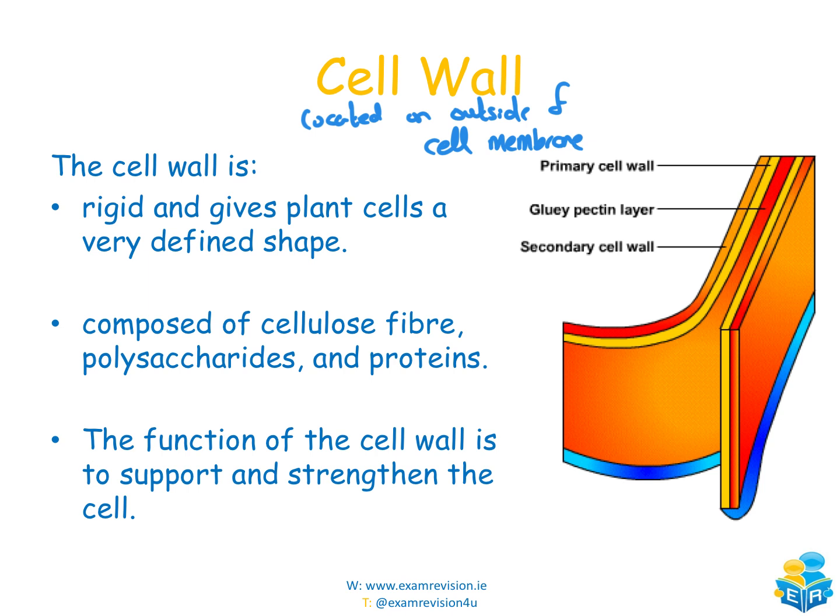So it's the outer structure in a plant cell, and this is rigid and gives the plant cells a very defined shape. It's composed of cellulose fibers. So that's an example of a carbohydrate, a structural role of a carbohydrate. So polysaccharides and also some proteins, and the function of the cell wall is to support and to strengthen the cell.